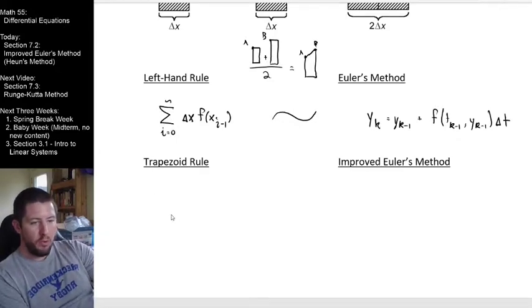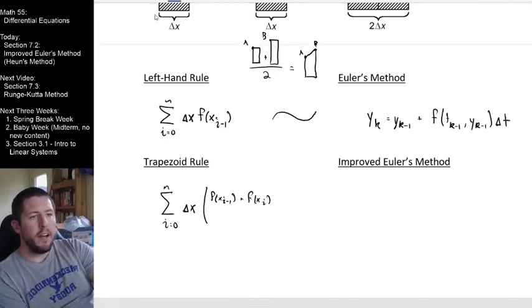So for our trapezoid rule, this could be written as the sum from i equals 0 to n of delta x, that hasn't changed. But notice here, we're now looking at f of x sub i minus 1 plus f of x sub i. Oh, I see what I did right here. By the way, if we start at i equals 0 on this, that gives us x sub negative 1. That doesn't make any sense.